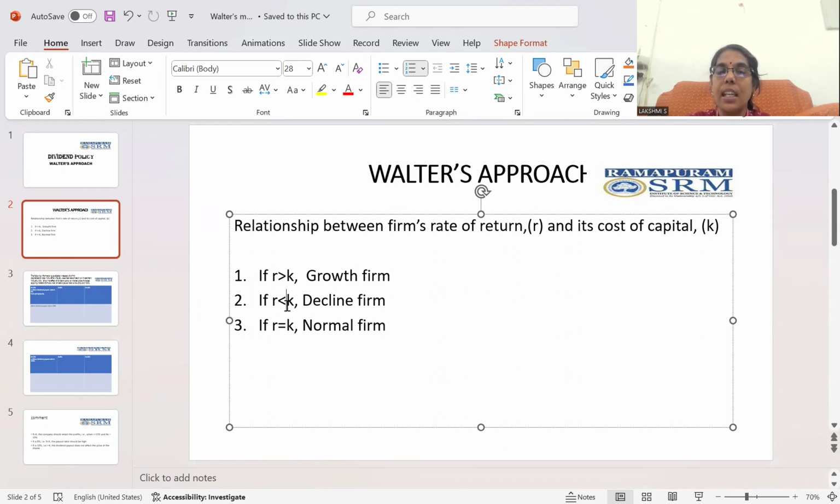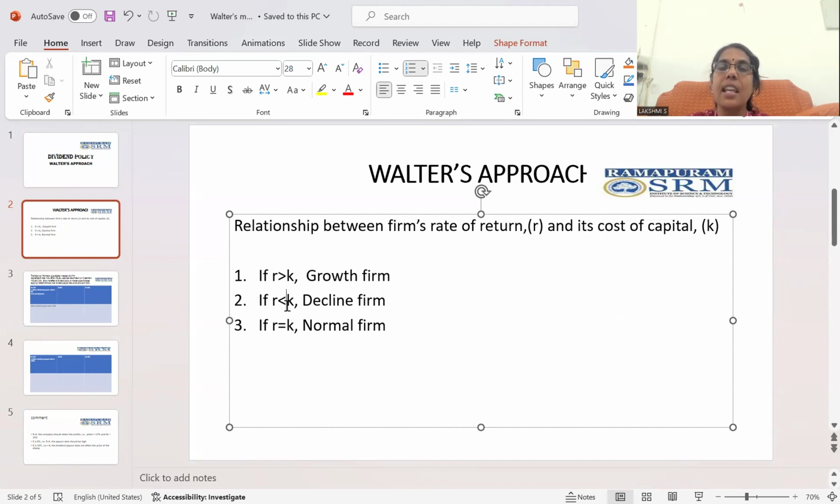Suppose the company earns a rate of return of 50 and the cost of capital is also 50. Then the company pays the entire 50 rupees as a dividend to all the shareholders, and nothing is available in the hands of the company. So we call this a normal firm or a break-even point. The company must earn the minimum return to distribute the dividend to the shareholders. If the company earns more than the cost of capital, that is, the rate of return is more than the cost of capital, the remaining amount is retained by the company.